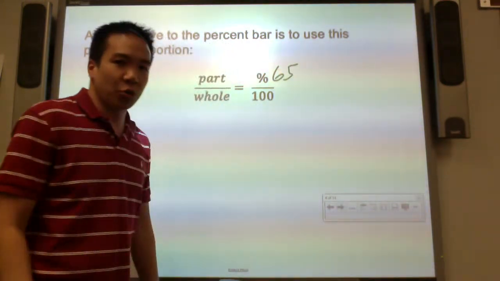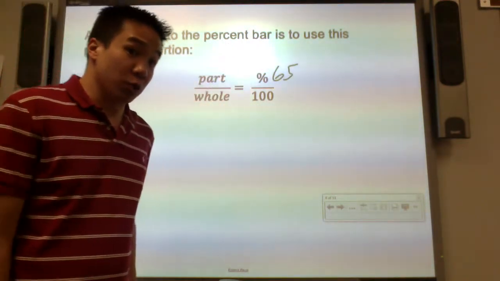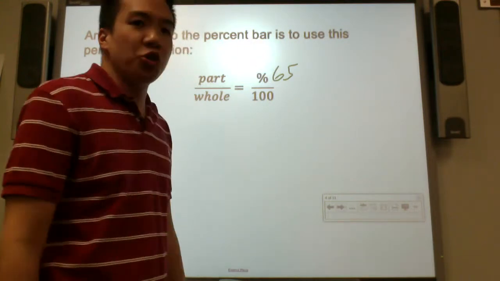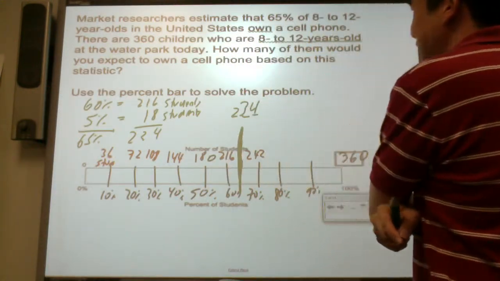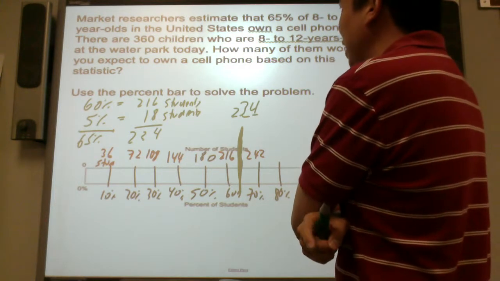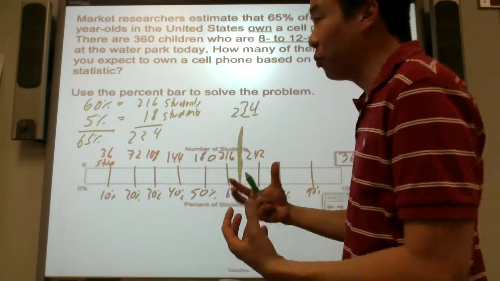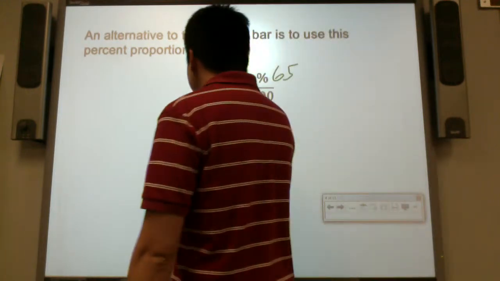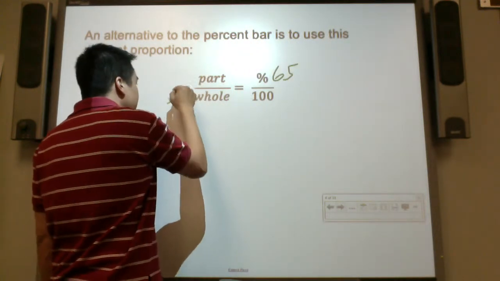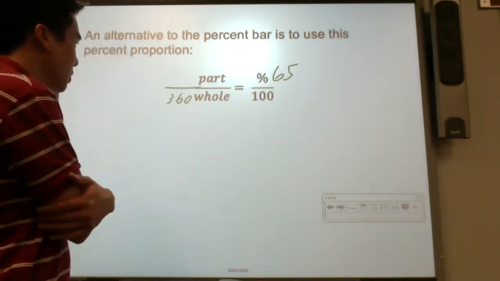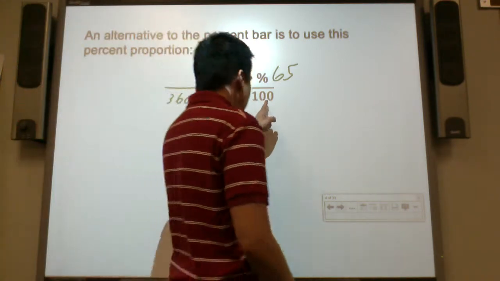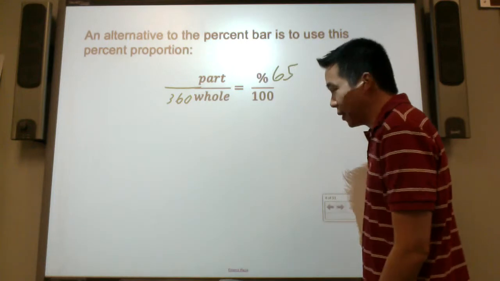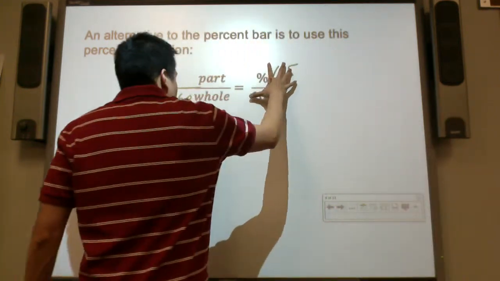If you can put these in the correct spot, this percent proportion is really easy. How many whole students? Is it part of the students or the whole? There are 360 students. They want you to find how many of that group own a cell phone. So 360 must be the whole. We don't know the part.